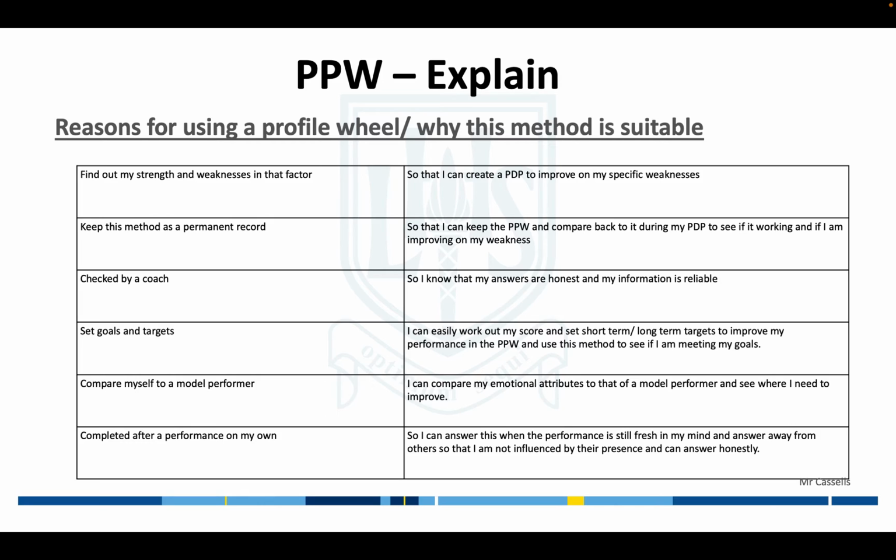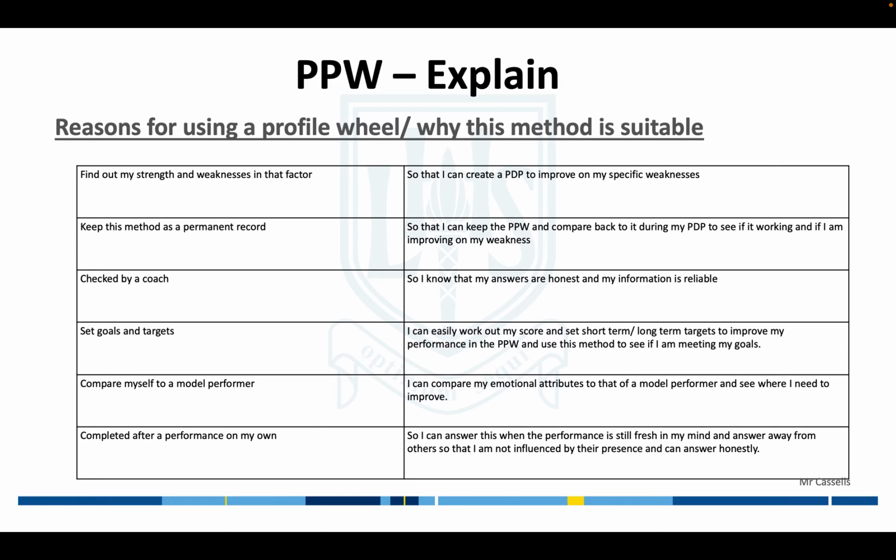Now remember, when we're answering explain questions, we're looking for the point, example, and explanation. On the left hand side here, you can see the point, and then you can see the part of explanation that matches up with this. So this candidate's identified that a reason for using the profile wheel would be to find out their strengths and weaknesses in that factor. You could give an example here to show depth of knowledge. So you could say something like, for example, I rated myself as a 3 out of 10 for anger, and this shows that anger is a weakness. And then my point of explanation might be to say something like, this means I can create a PDP to improve upon my specific weakness, which is anger. All of that would get us 1 mark.